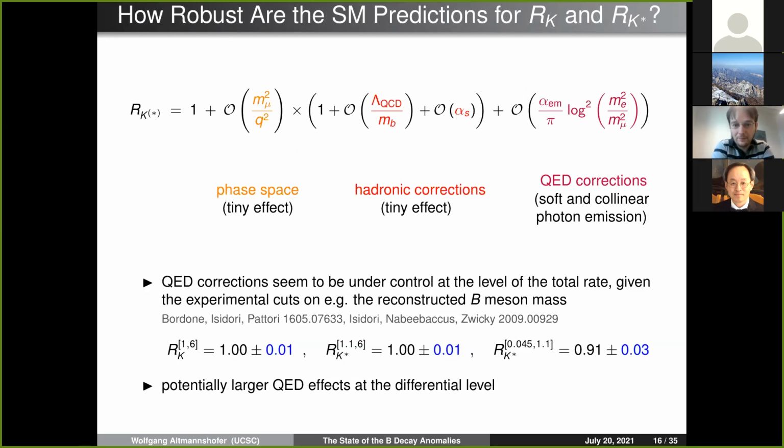Okay, I think that is pretty much the story here. So the standard model predictions for Rk and Rkstar are very robust, unless one is in this very low q squared regime, and uncertainties are probably at the percent level or so, much smaller than, let's say, the discrepancy in the Rk measurement, which is at the level of 15% or so.